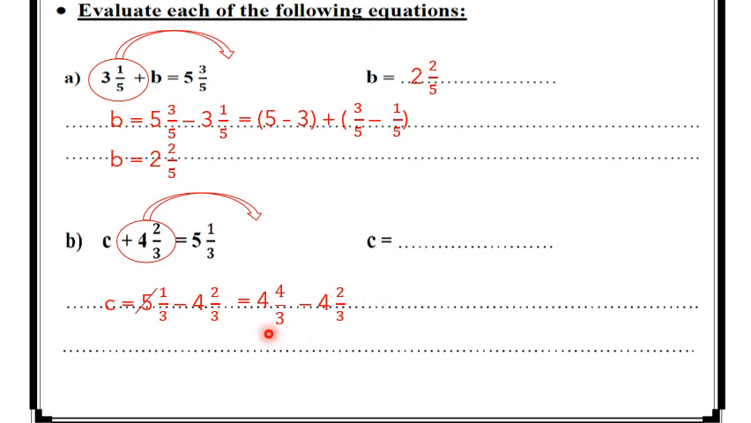Now whole minus whole, 4 minus 4 equals 0. I will not write it. 4 minus 2 equals 2 over 3. So c equals 2 over 3.